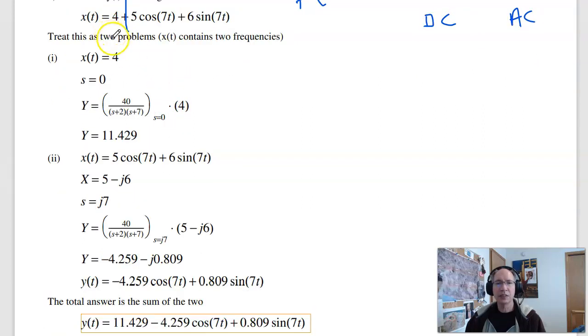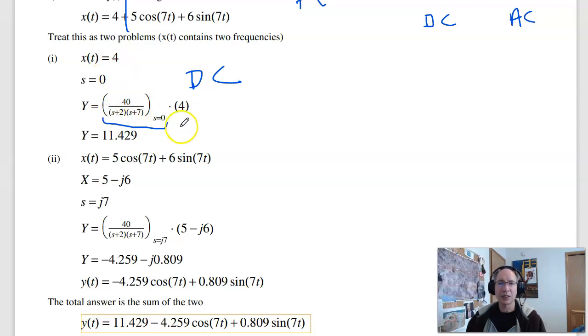So at DC, when x of t is 4, here's my input. The frequency at DC is 0. E to the 0t is 1, so that's 4 times 1, constant. This is the gain everywhere. The gain at DC is the function evaluated at s equals 0. Here's the input at that frequency. Multiply it out, I get a number. So that's the DC term.